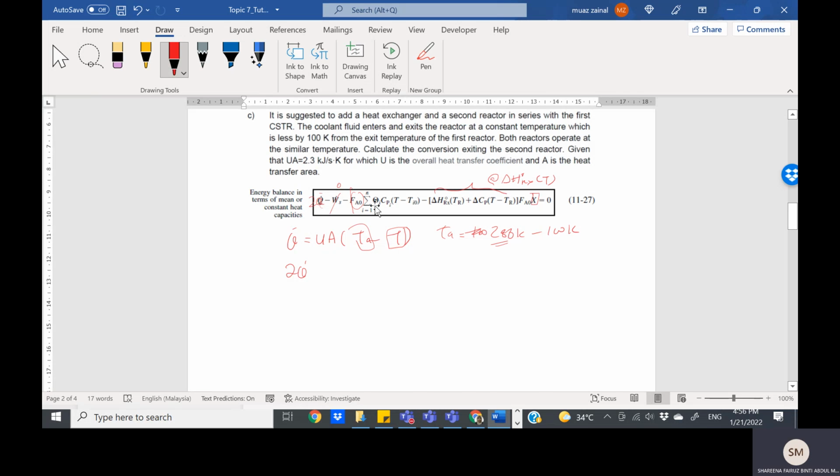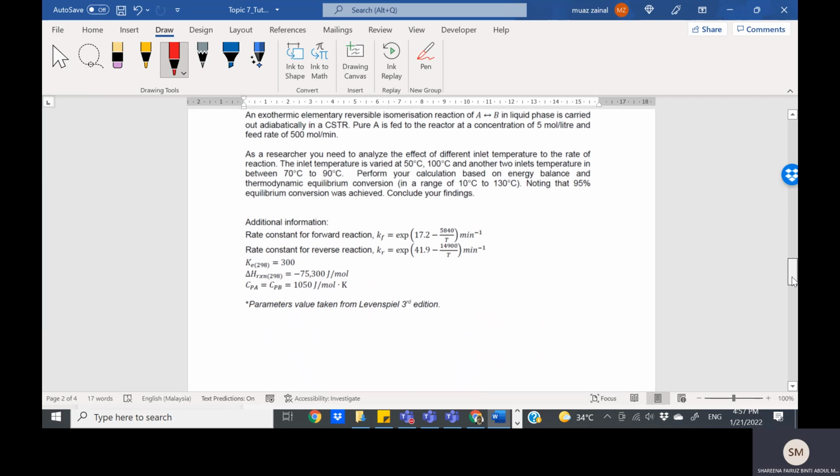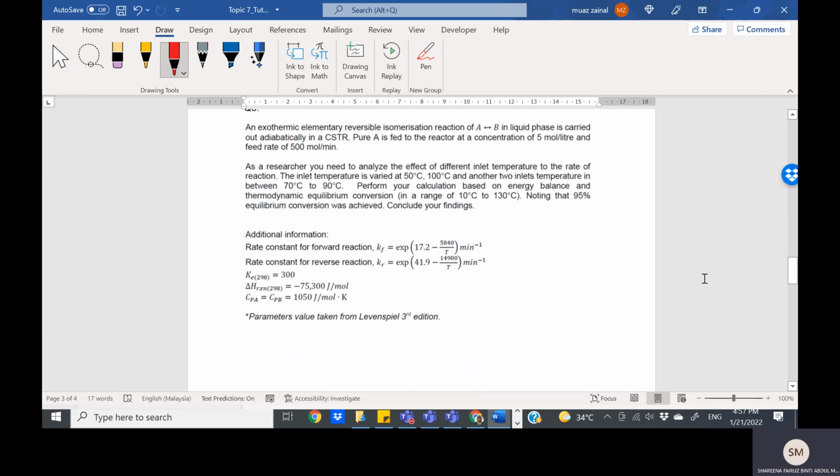Because theta i, you will have to expand later. For example, B is FB naught over FA naught. FC naught we don't need to think about, because it is the product. So try to do this one. I already gave you the hints, so you have to try to calculate. If you don't calculate it, I will be very disappointed.